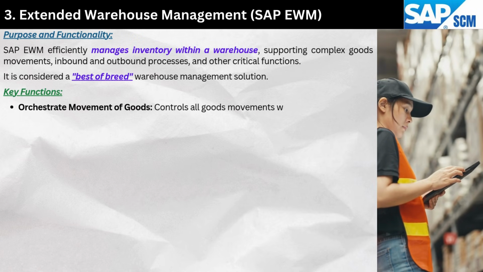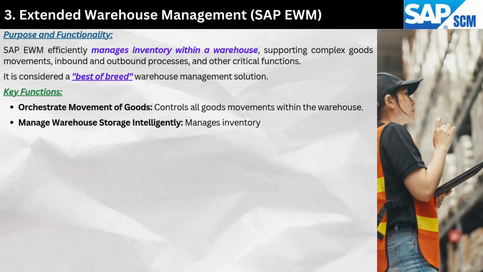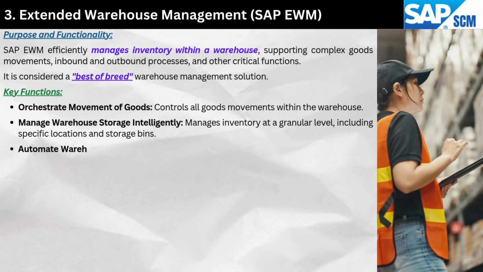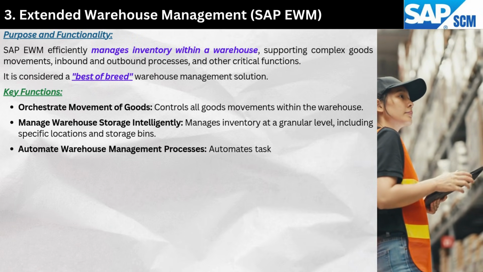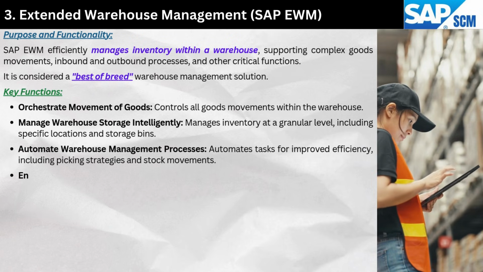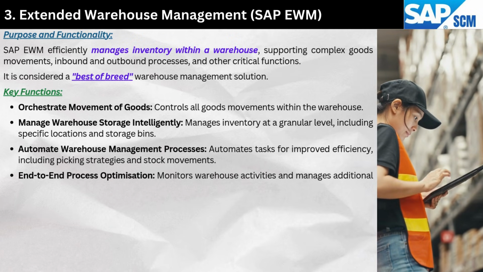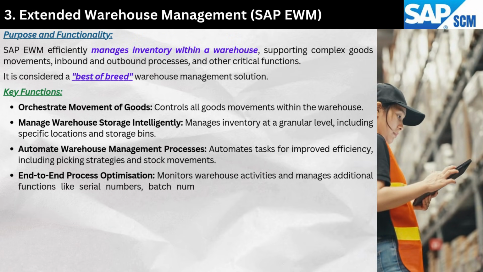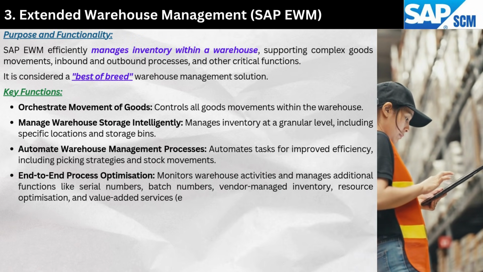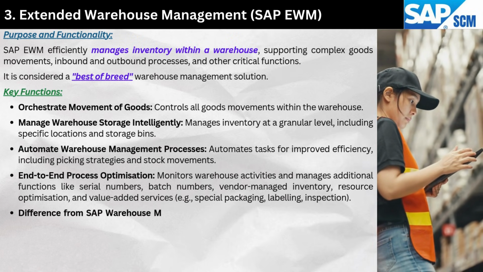Key functions. Orchestrate movement of goods, controls all goods movements within the warehouse. Manage warehouse storage intelligently, manages inventory at a granular level, including specific locations and storage bins. Automate warehouse management processes, automates tasks for improved efficiency, including picking strategies and stock movements. End-to-end process optimization, monitors warehouse activities and manages additional functions like serial numbers, batch numbers, vendor-managed inventory, resource optimization, and value-added services, e.g., special packaging, labeling, inspection.